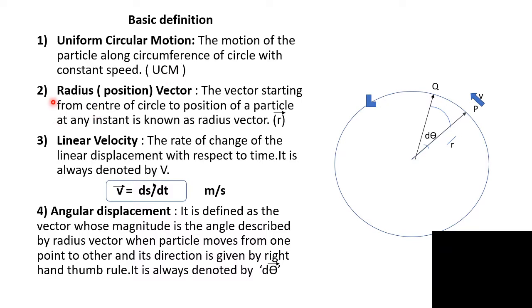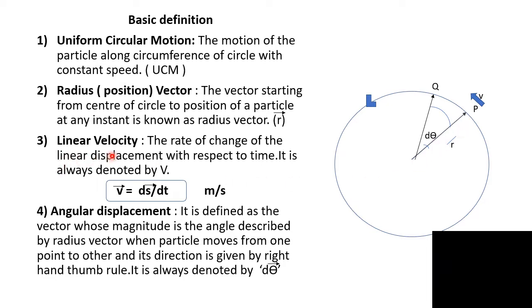Second definition: radius vector. It is also known as position vector. It is defined as the vector starting from center of the circle to position of the particle at any instant. It is known as radius vector, since it gives us the position of the particle at any instant, so it is also known as position vector.